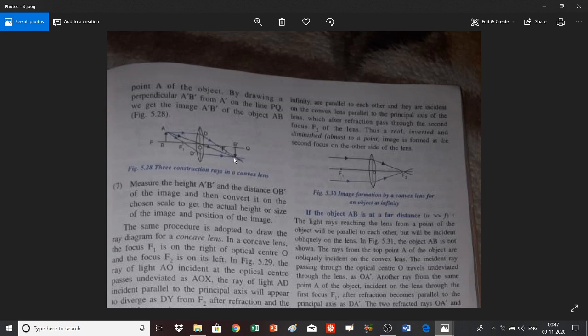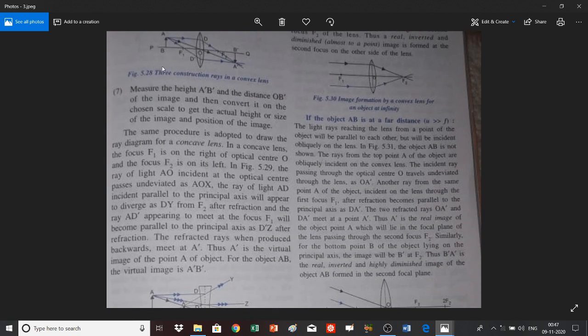So A'B', or B'A', is the image of the object AB, and it is obviously inverted. So measure the height A'B' and the distance OB', that is from O to B' of the image, and then convert it on the chosen scale to get the actual height or size of the image and position of the image. Okay, you can do this way.